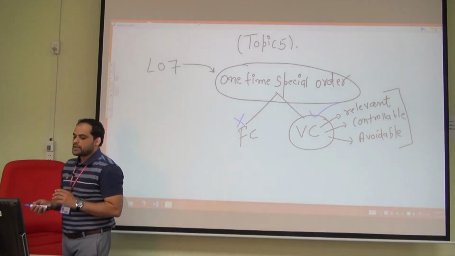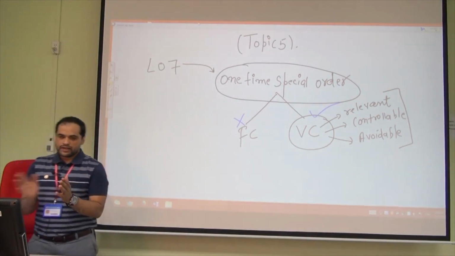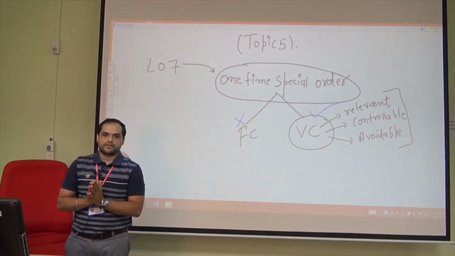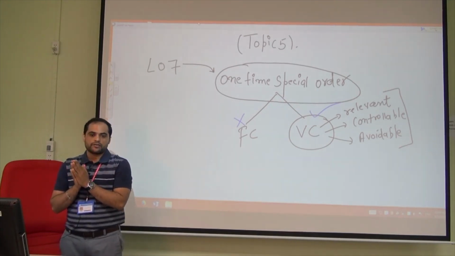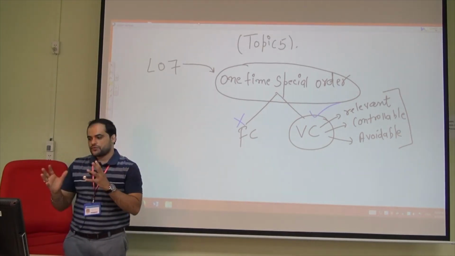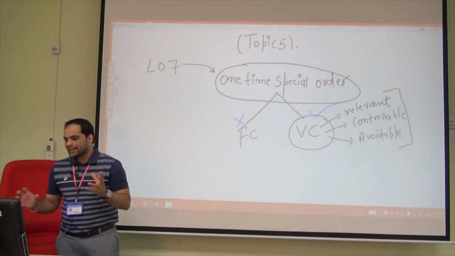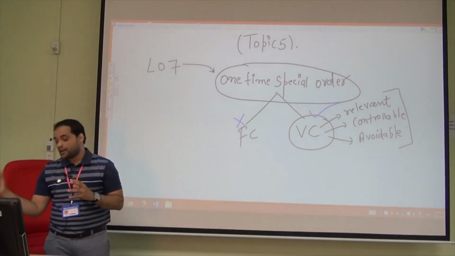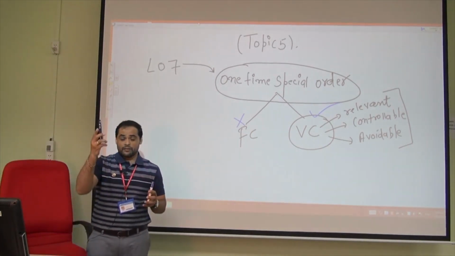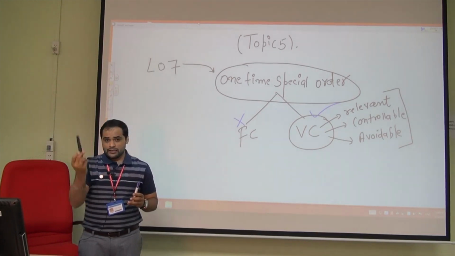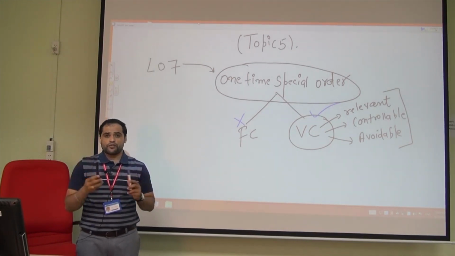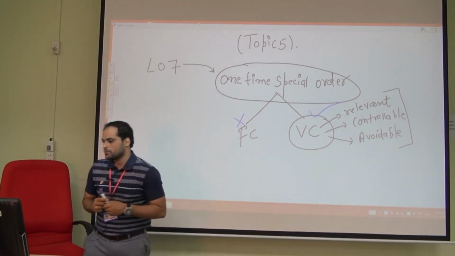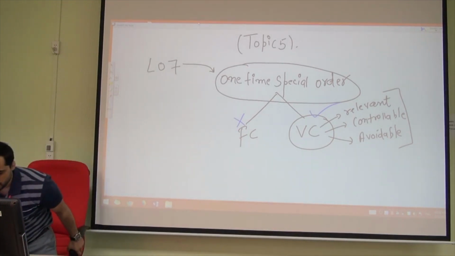So the idea is that whenever making a one-time special order decision, we have to keep in mind variable cost and fixed cost, and we will focus more on the variable cost instead of fixed cost. If any order increases your profit, of course this order is going to increase your revenue and increase cost as well, but if your profit increases, then we will accept this order to produce. So that's all about the one-time special order.